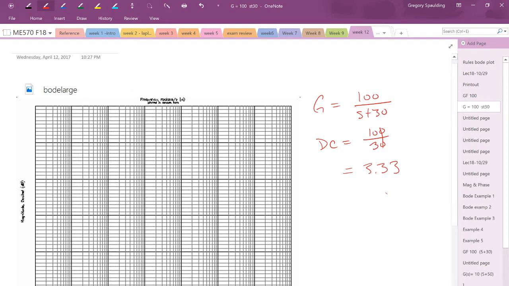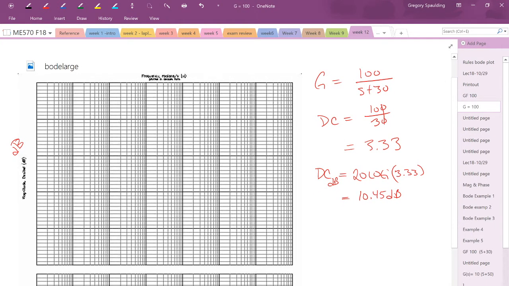And now remember, this is in raw or absolute, and so in order to plot it on the Bode, we need to move it to decibels, because remember, our vertical axis is in dB. And so to get the DC gain in dB, we're going to go 20 times the log of the number. If you work that out, and I've worked this out before, it comes out to be 10.45 dB. Okay, so that's what we're going to plot, and we're going to plot it at omega equal 1 radian per second.